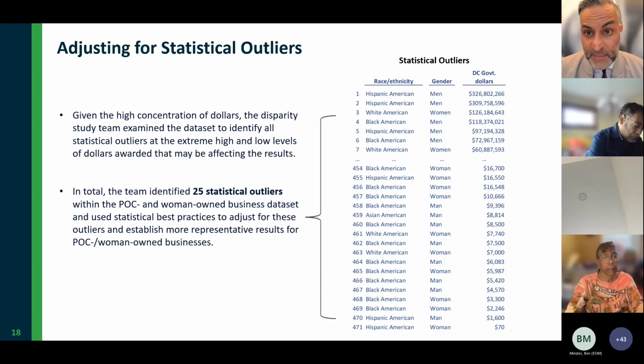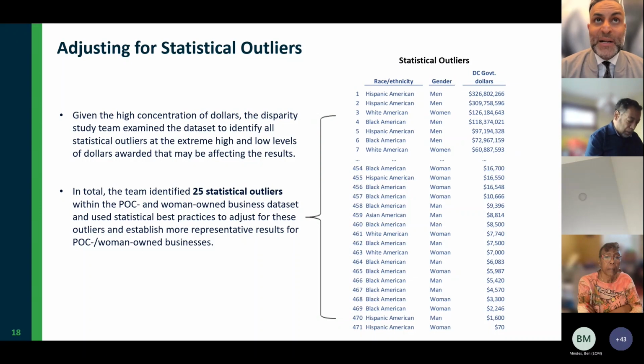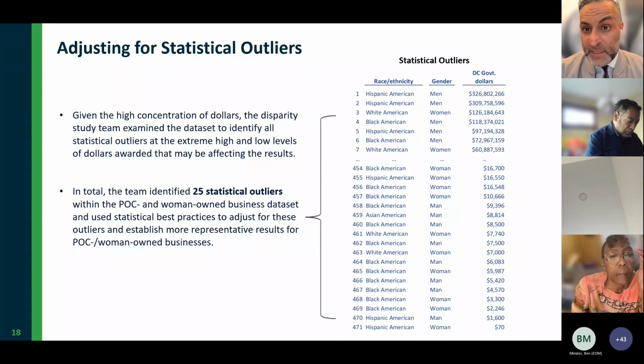So there were 2 Hispanic American-owned businesses, a white woman American-owned business, 2 Black American-owned businesses, and 2 white American woman-owned businesses, and 3 Hispanic American-owned businesses, and 2 Black American-owned businesses that received so much money on contracts and procurements that DC government awarded during the study period that they were actually statistical outliers, statistically different from all other POC and woman-owned businesses.